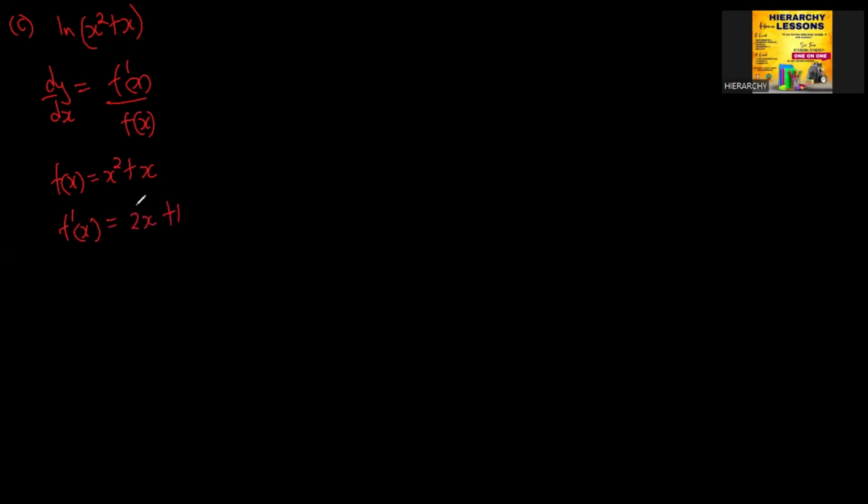x squared, we get 2x. Then the derivative of x is 1. So we're going to have dy/dx being equal to the derivative, 2x plus 1, over the original function, which is x squared plus x. So that's the answer.